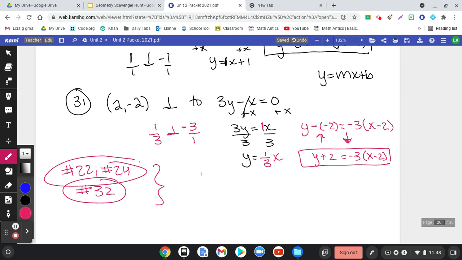Tomorrow in class, we're actually not going to do the other questions on page 18. You are going to be working in class on pages 19 and 20. And then we're going to do more practice with these equations of lines next week. If you have questions, let me know.